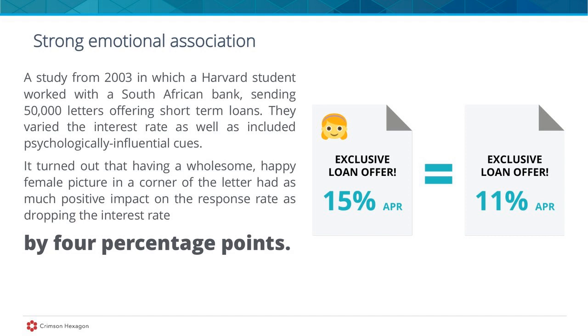And essentially what they found is that if you included a picture of a smiling, happy woman with a loan offer that was 4% higher, it had an equivalent open rate with the loan offer that was 11%. So as you can see here, they would open it just as much as they would the 15%. And that was just because there was a strong emotional response elicited from that woman.